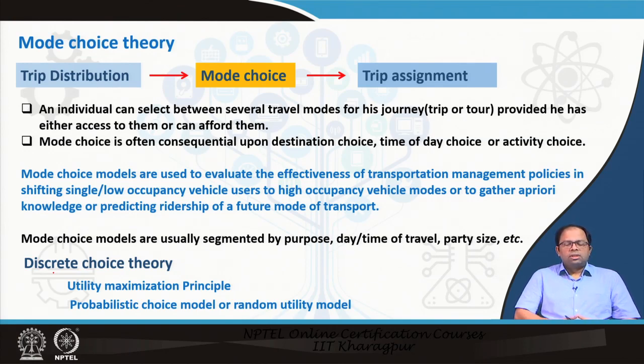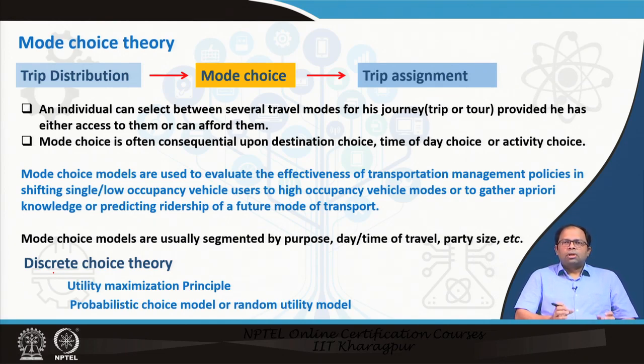So, mode choice models are basically developed so that we can understand, study or evaluate the effectiveness of transportation management policies, and that is primarily geared towards shifting single low occupancy vehicle users to high occupancy vehicle modes. For example, we are trying to shift people from two-wheelers to buses. So, we will try to see which parameters or characteristics we can change, or how we can change the experience of the user, which will lead the person to shift to a different mode, primarily towards transit modes. So, that is the primary goal of this mode choice model.